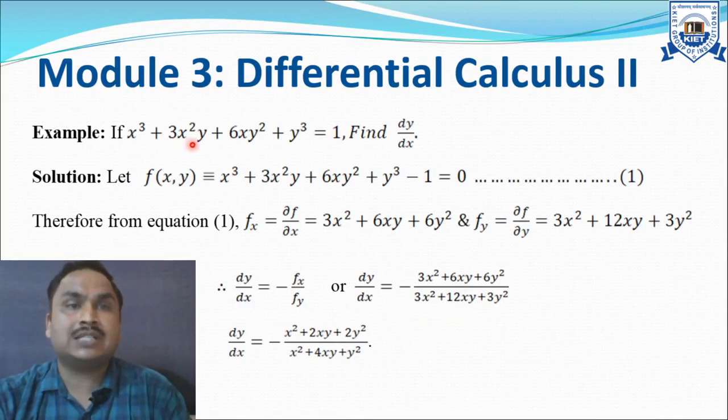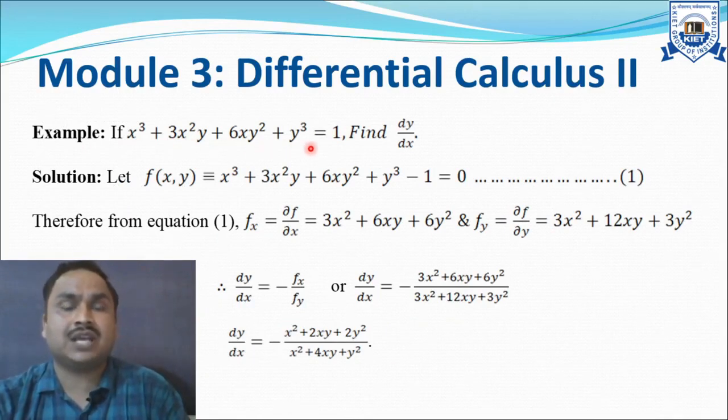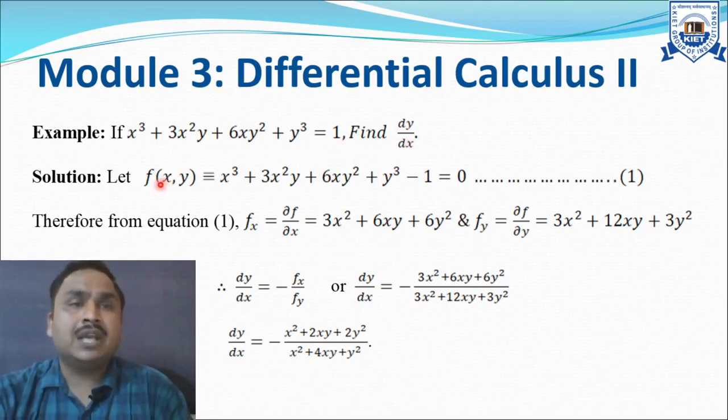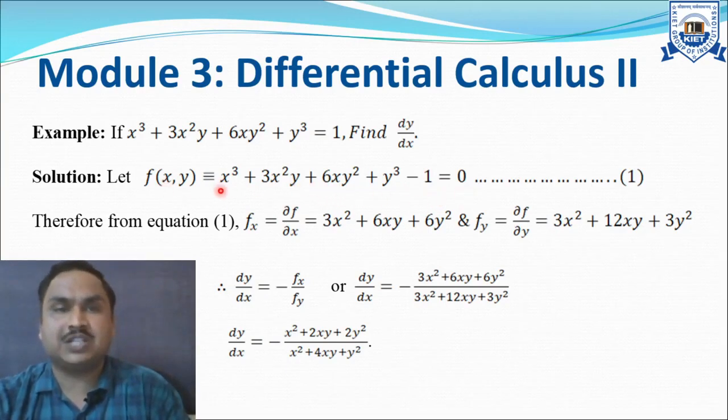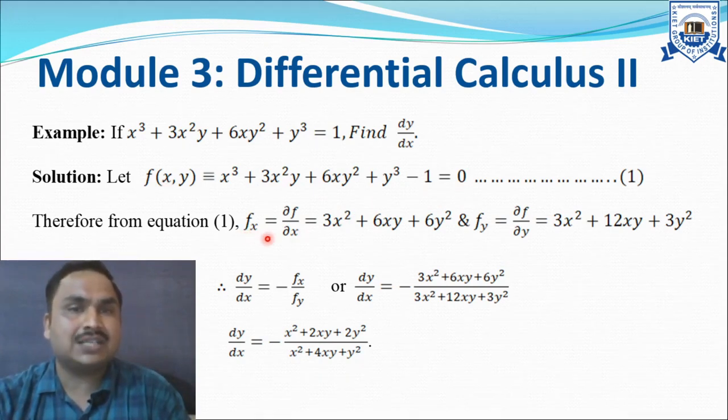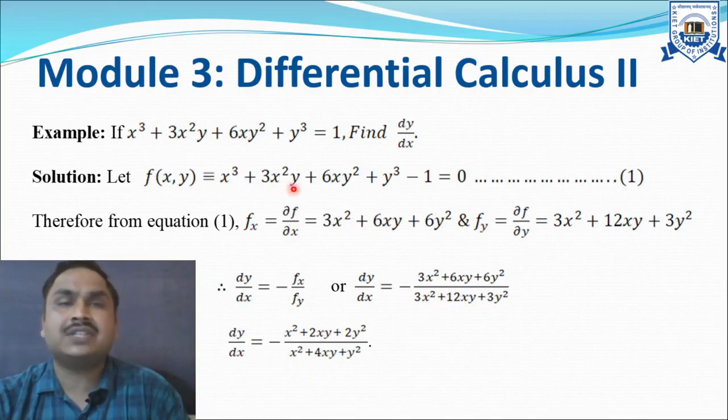Now take an example. If x cube plus 3x square y plus 6xy square plus y cube equals 1, find dy by dx. Clearly f(x,y) will be an implicitly defined function given by f(x,y) equivalent to x cube plus 3x square y plus 6xy square plus y cube minus 1 equals 0. Differentiating equation 1 partially with respect to x, we shall get fx equals, from the first term, 3x square. From the second term, 3y will be constant and stay outside the differential operator, and the derivative of x square will be 2x.